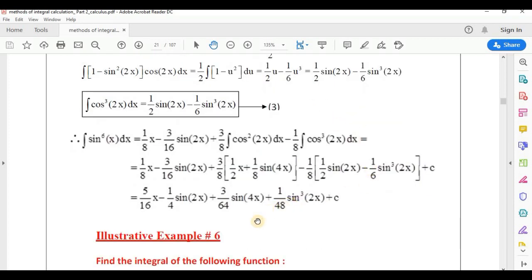After substituting the values from equation number 2 and equation number 3, we will get the final result for this integral. It is easy and simple.